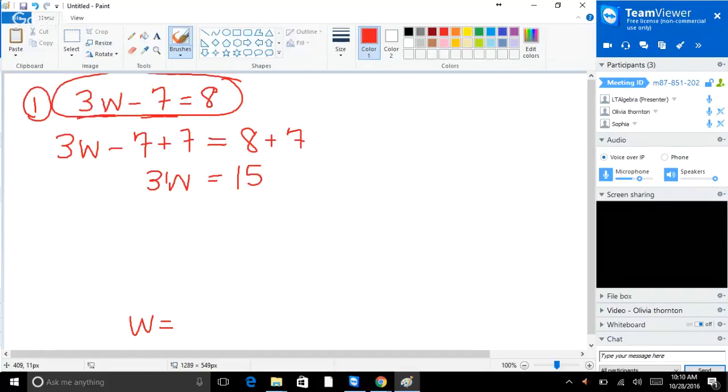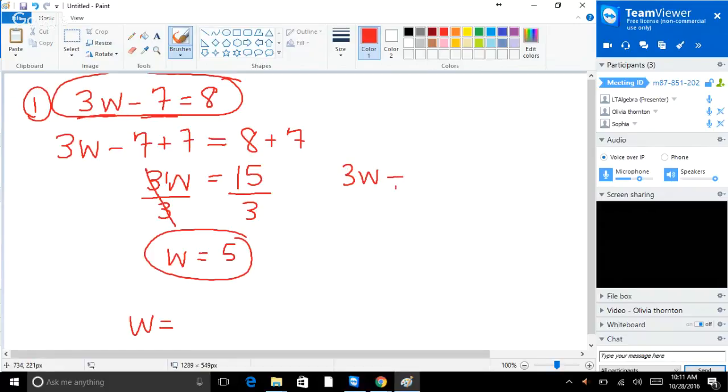Yes, absolutely. So the hack, the cheat algebra way is, you say we use our fraction bar for division. Okay, so if I divide both sides by 3, I'm going to end up over here. 3 times w divided by 3 is just going to leave me with w, right? And 15 divided by 3 is 5. So w equals 5.